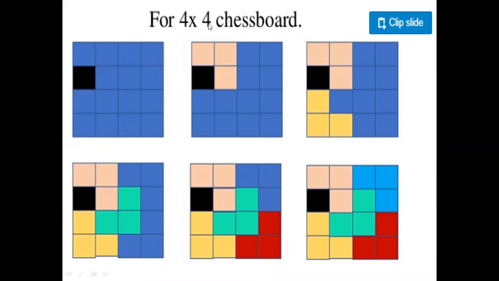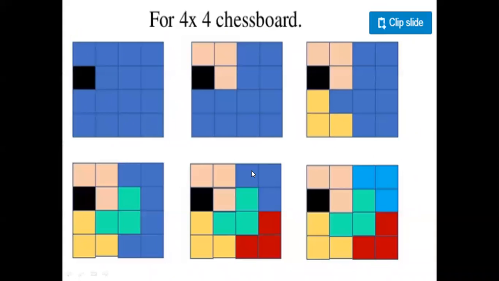For example, in a 4 by 4 chessboard, the square is divided into 4 subsquares, that is four 2 by 2 squares. Here a 4 by 4 chessboard means 2 power 2 into 2 power 2 squares. The square is divided into four 2 by 2 squares.